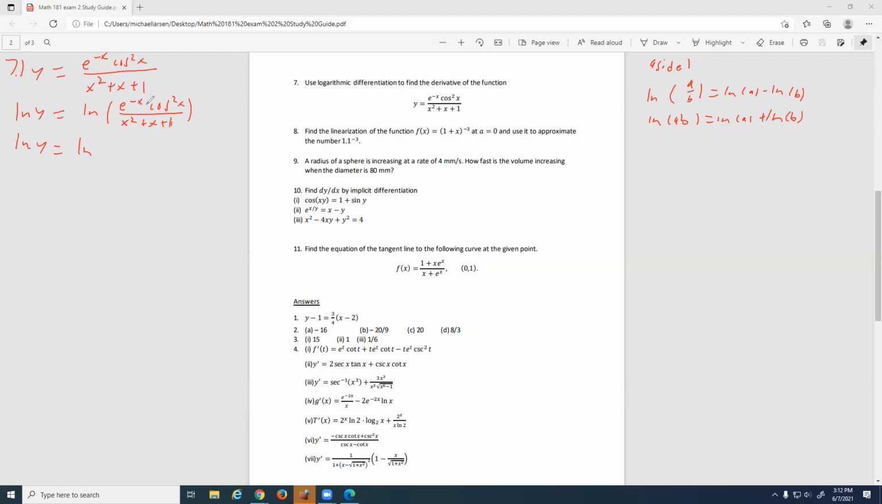All right, so up here I see I have multiplication, so I'm going to break that up right here. So we'll have natural log of e to the minus x plus natural log of cosine squared x. And then here we have a division, so that's going to be minus natural log of x squared plus x plus 1 in the denominator. All right. So does that make sense there? All the algebra?